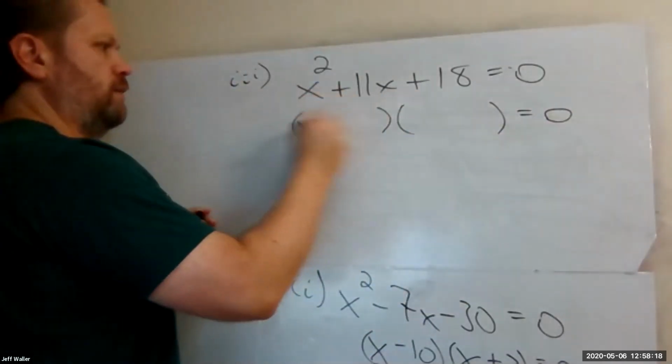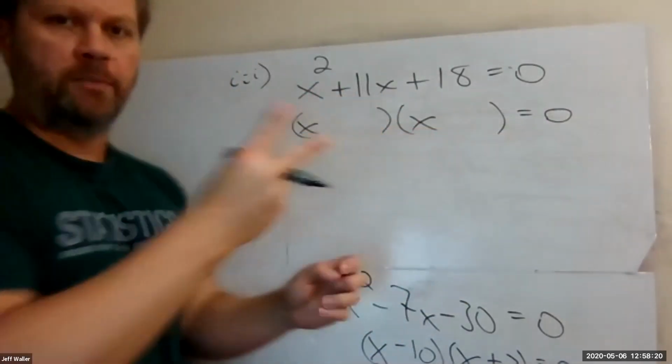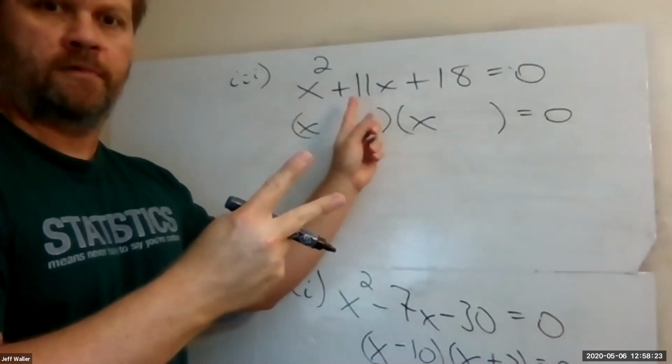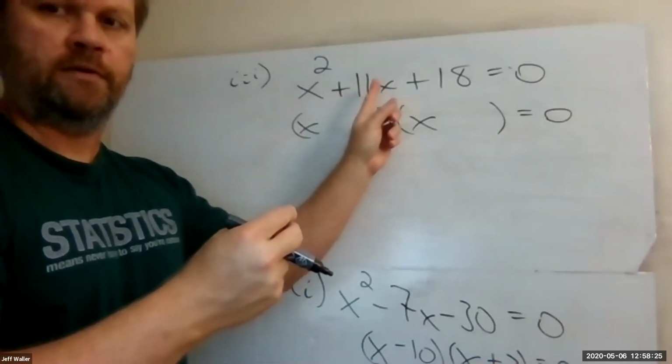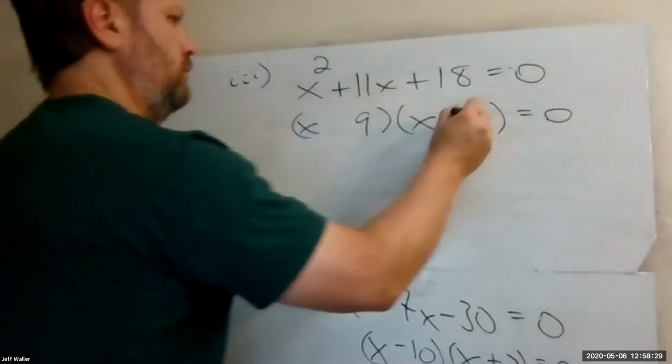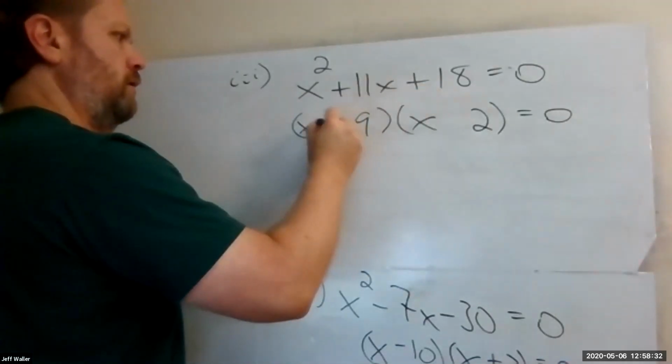So this does equal 0. I got to check to make sure it equals 0, or else I shouldn't do anything on this side yet, but I can go ahead. X squared is x times x. I need two numbers that add to 11 and multiply to 18, so that's 9 and 2. And they're both going to be, of course, positive.